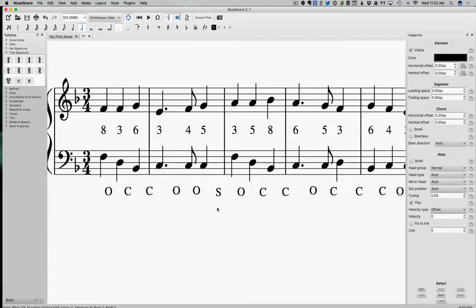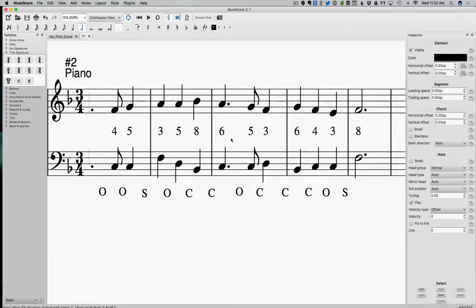Number 4, is there a balance between perfect and imperfect consonances? Remember, perfect consonances are things like octaves, thirds, things like that. Imperfect are fourths, fifths sometimes. Sixes can be imperfect. And we do see a good spread of those throughout this piece. So that's good.